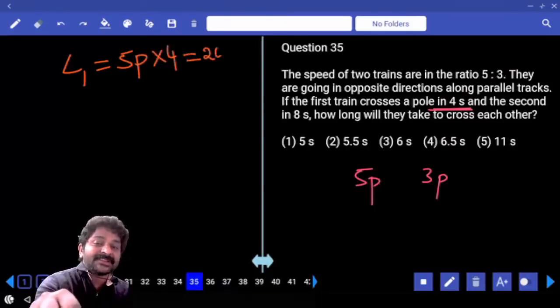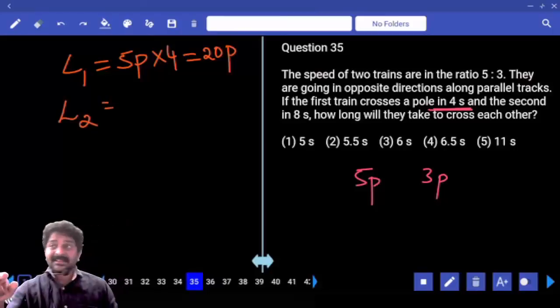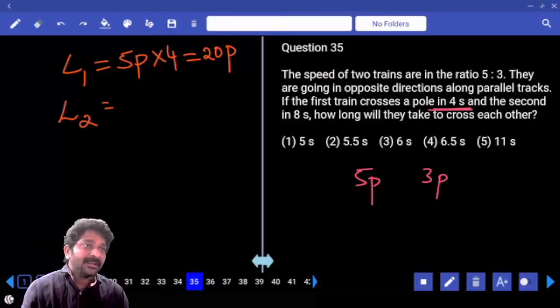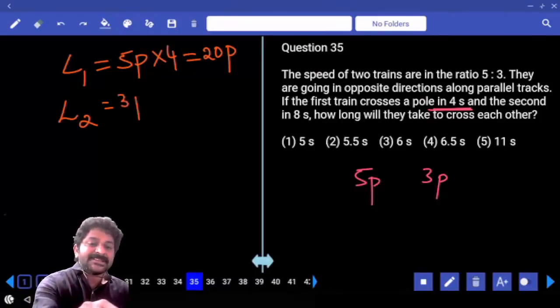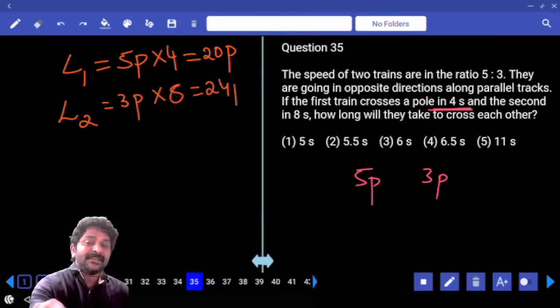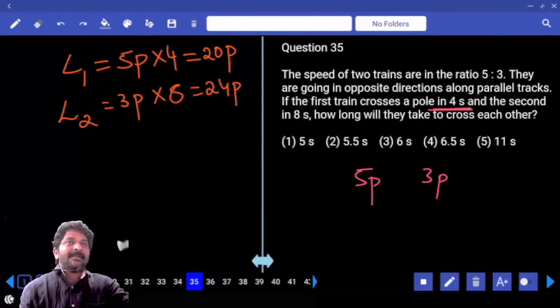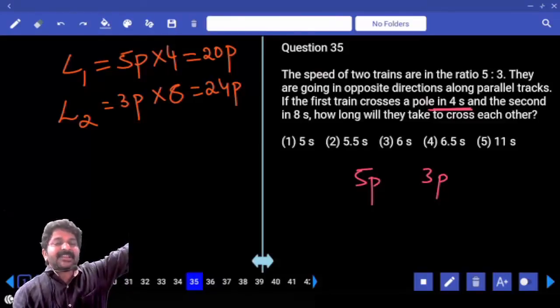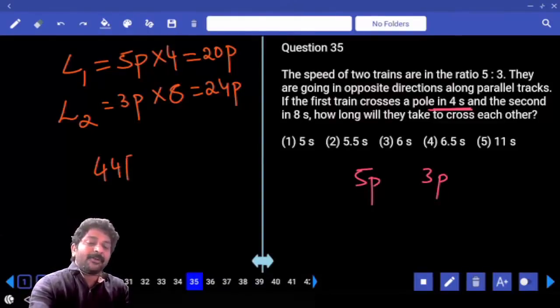That means length of the first train is 20 parts only. Second train also crosses the same pole. If a train crosses a pole, distance covered is train length only. What is speed of the second train? 3 parts. And how much is the time taken? 8. That is 24 parts only. If a train crosses another train, distance covered is train length 1 plus train length 2. First train length 20 parts. Second train length 24 parts. Total 44 parts. And we were asked to calculate time to cross each other.